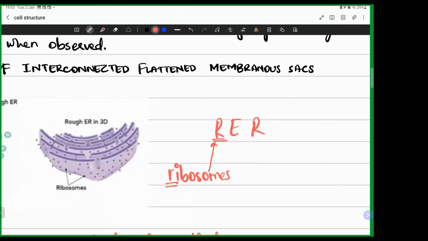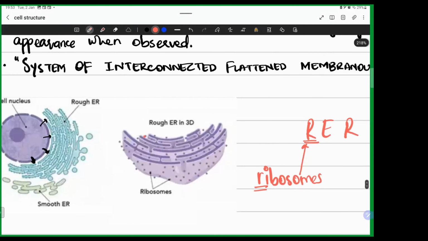So the rough endoplasmic reticulum consists of ribosomes, these small ball-like structures. These are its ribosomes, okay? And because of this, when you are observing rough endoplasmic reticulum under a microscope, because of these grains, these ball-like structures, which we know are ribosomes present on its surface, a very rough, a very grainy structure is appearing under the microscope.